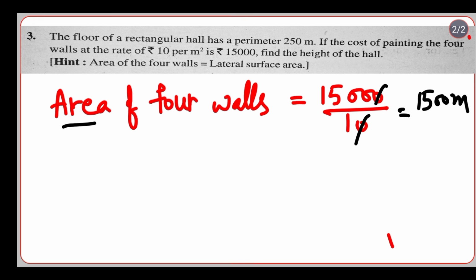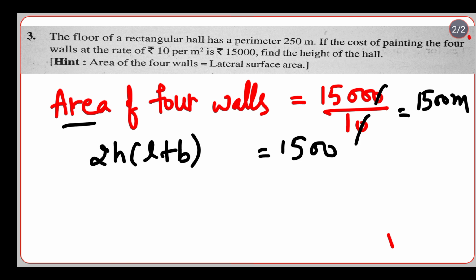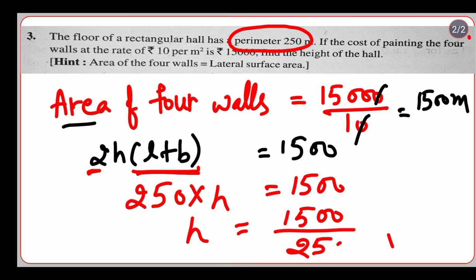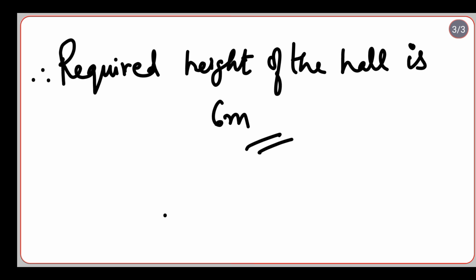I can replace this area of the 4 walls with 2h(L plus b), which is again equal to 1500. In the question it is already given that the perimeter is 250, so I can replace this 2(L plus b) with 250. Multiply with h, which is equal to 1500. So h, which is height, we can easily calculate by dividing 1500 with 250. We can easily cut it and we get the height, which is 6 meter. Don't forget to write down the statement answer that the required height of the hall is 6 meter.